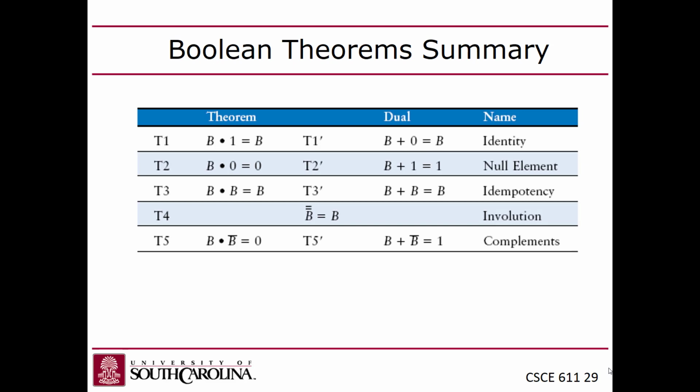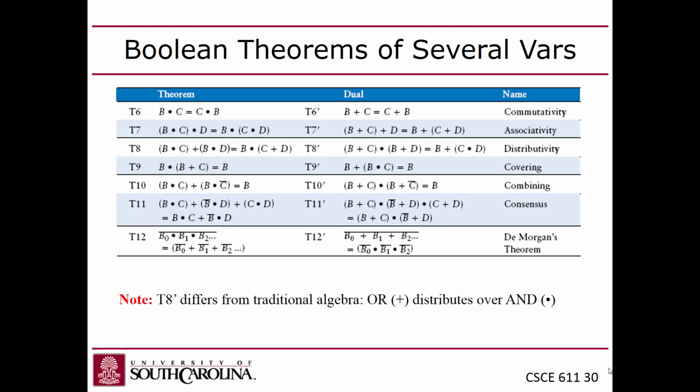Okay, then you've got the ones that are more interesting. These are the theorems for when you have several variables. A lot of these follow the same rules you have in algebra, right? So commutativity, I always remember that because it starts with CO, and I think of that as change order, where the order doesn't matter for AND and OR operations.